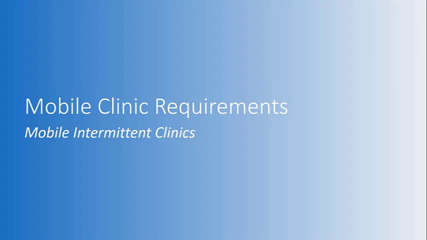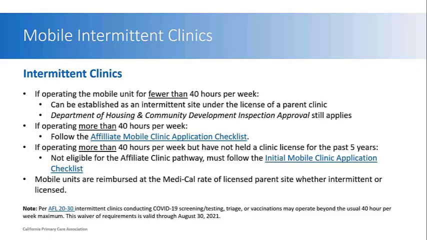Let's go over the requirements for the different types of mobile clinics, starting with mobile intermittent clinics. The type of mobile clinic application required depends on the hours of operation of the mobile unit and the length of time the overarching organization has held a valid primary care clinic license. If you are operating a mobile unit for fewer than 40 hours per week, you can establish the mobile clinic as intermittent. If operating the mobile site for more than 40 hours per week, you should apply for either an affiliate mobile clinic application or an initial mobile clinic application.